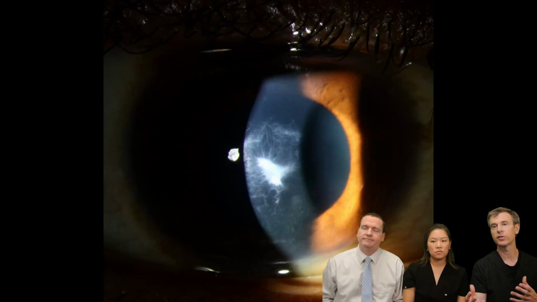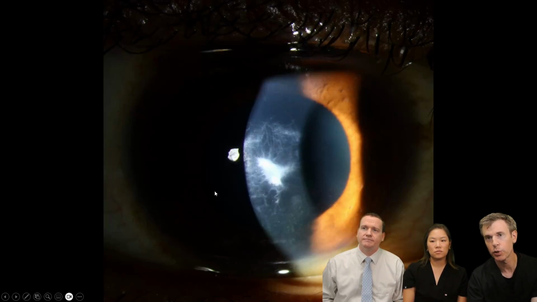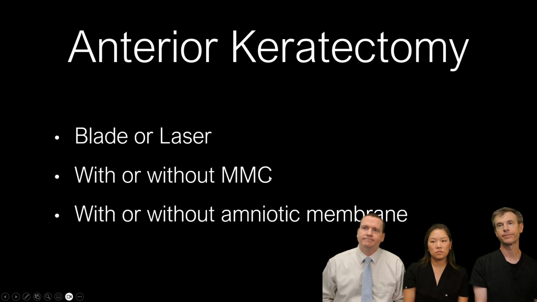And here is another example of a different scar that's deeper, because whenever you look at a picture, make sure you understand what you're seeing. This is a very regular reflex, so the anterior surface is not very much affected. But you can see in this broad beam a deep pattern of scarring, which is less likely to be Salzmann's. So for anterior keratectomy, we usually use a blade or laser to remove the lesion.